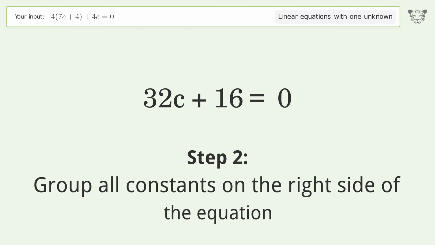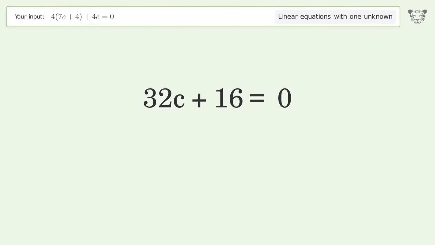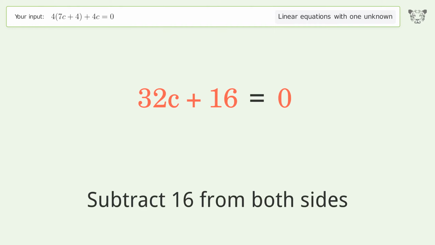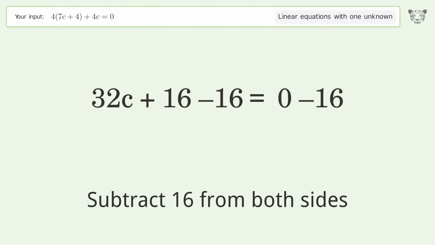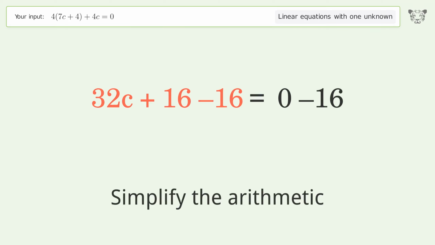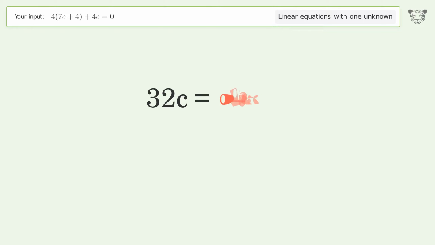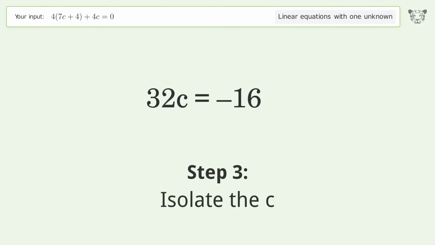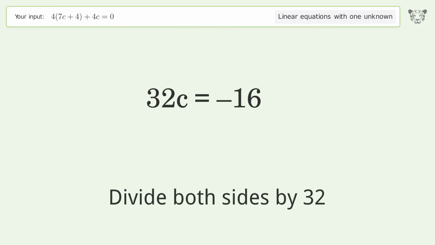Group all constants on the right side of the equation. Subtract 16 from both sides. Simplify the arithmetic. Isolate the c. Divide both sides by 32.